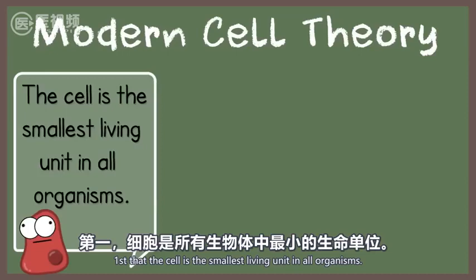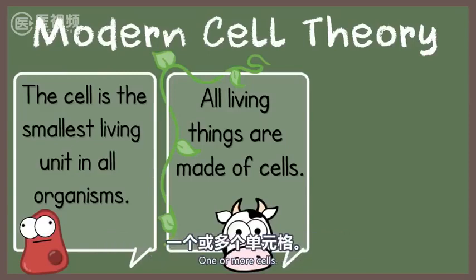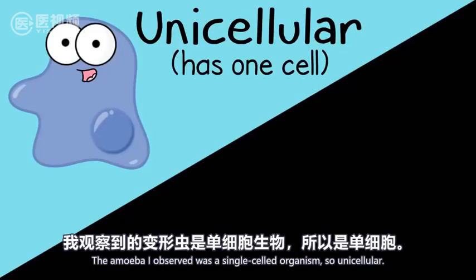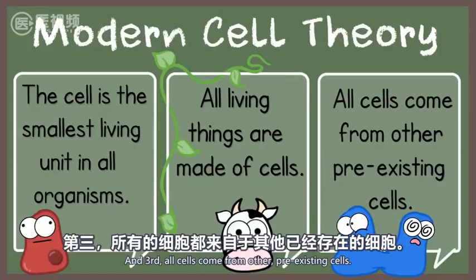First, that the cell is the smallest living unit in all organisms. And second, that all living things are made of cells, one or more cells. The amoeba I observed was a single-celled organism, so unicellular. Humans are made of many cells, so multicellular. And third, all cells come from other pre-existing cells.